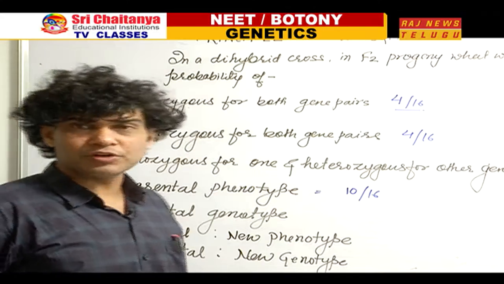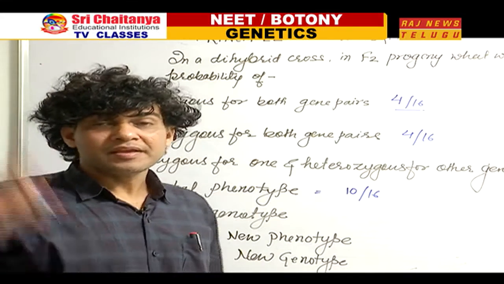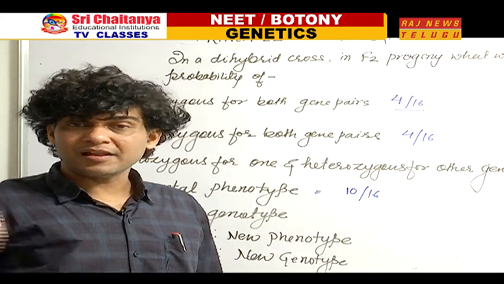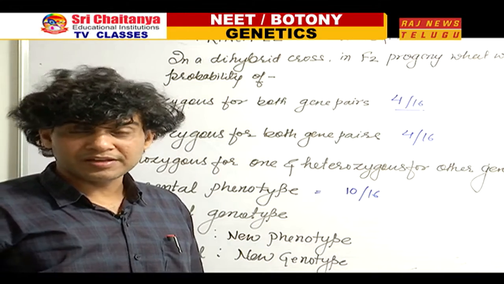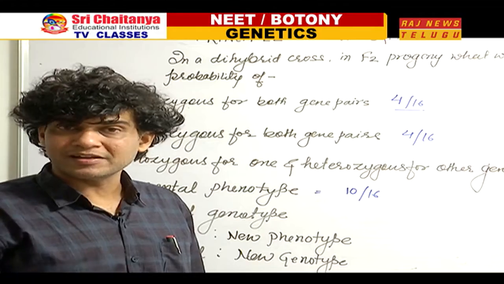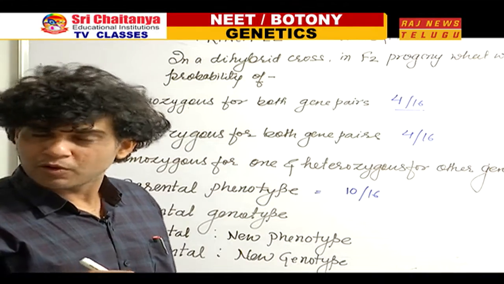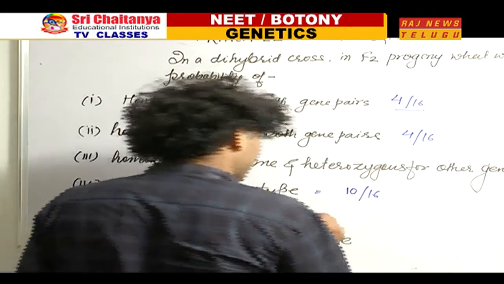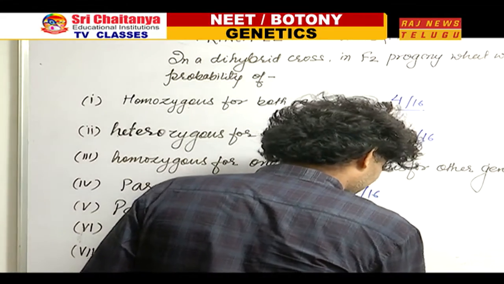Similarly, parental genotype. What is the parental genotype? Capital T, capital T, capital R, capital R. This is only 1 out of the 16. And second was small t, small t, small r, small r. It was also parental type. It means it is also 1 out of the 16. So parental genotype showing members are only 2 out of the 16.